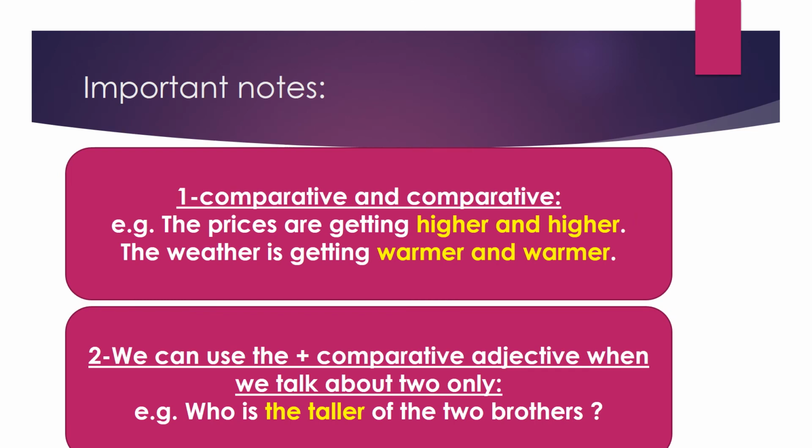After that, we have some important notes. Number one, I can use the comparative adjective and comparative adjective to express a continuous meaning. Like I say, the prices are getting higher and higher. Here, we have a continuous meaning. Or, the weather is getting warmer and warmer.